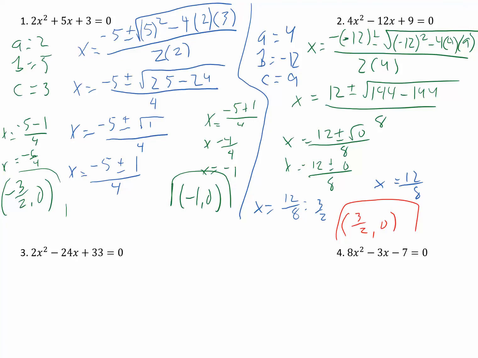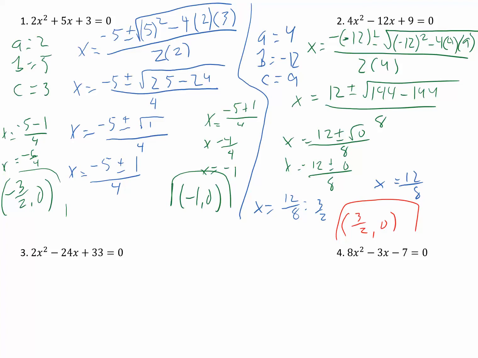Okay, so let's see how you did. So this one, we had to identify A, B, and C. So A is 4, B is negative 12, C is 9. So remember, when you plug it in, it's negative B. So it's a negative parentheses, negative 12, plus or minus the square root of negative 12 squared. So remember, you want to put it in a parentheses, minus 4 times A, so which is 4 times 9, all over 2a, which is 2 times 4.